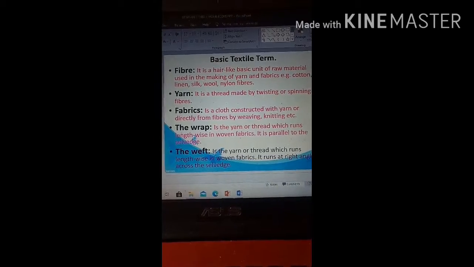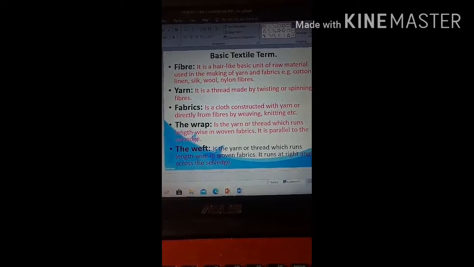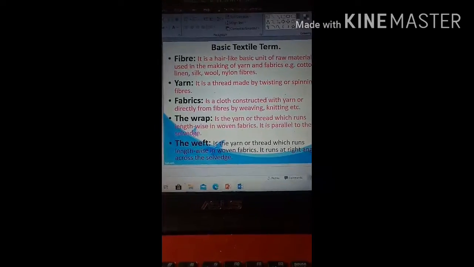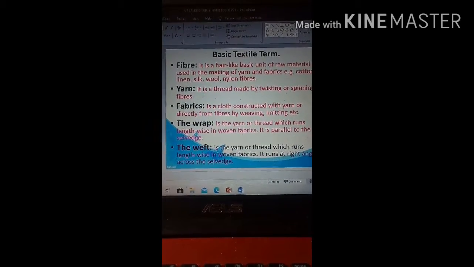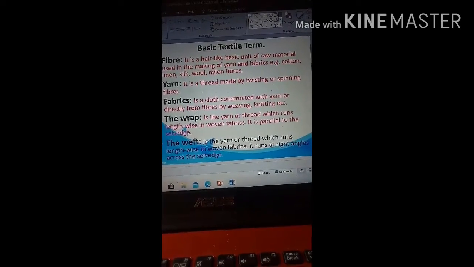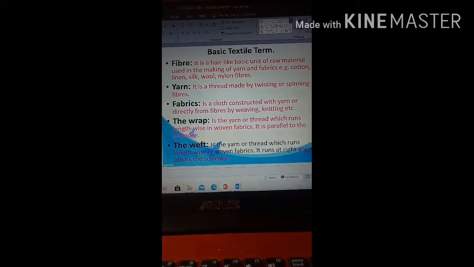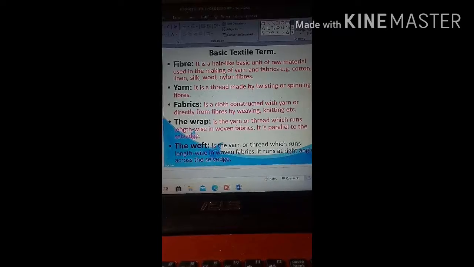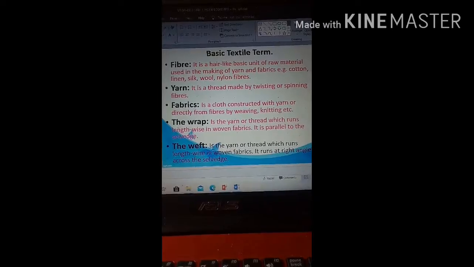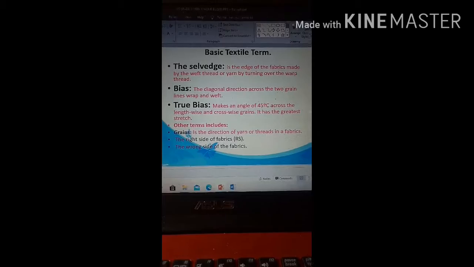The warp is the yarn or thread which runs lengthwise in a woven fabric. It is parallel to the selvage. The weft is the yarn or thread which runs across in woven fabric. It runs at right angle across the selvage. Note the difference between warp and weft. They are almost the same in definition, but warp is parallel to the selvage, while weft runs at right angle across the selvage. Take note of that.